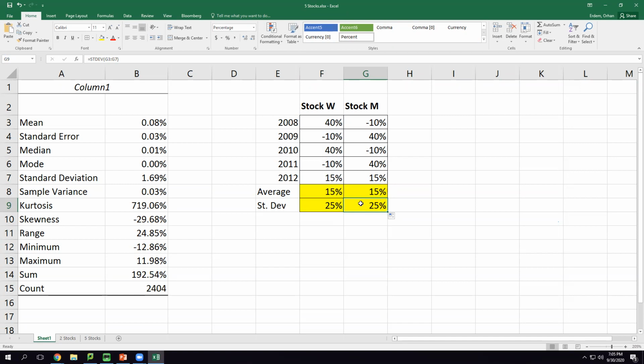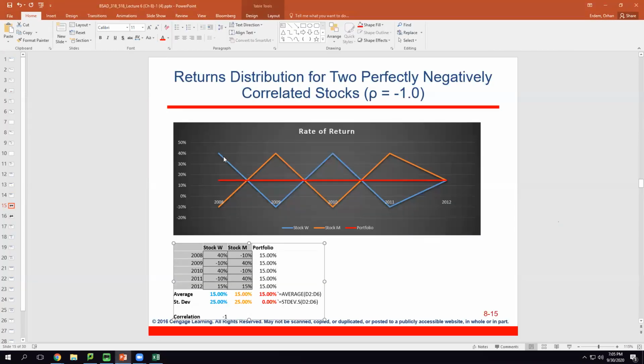Okay, so now you have two stocks which are equally risky. The standard deviation is 25%, and their mean is also 15%. So they are more or less the same stock. You can understand this from the chart too. The orange one shows stock M, and the blue one shows stock B. They are equal, they just do the opposite movement. When one goes up, the other one goes down, and vice versa.